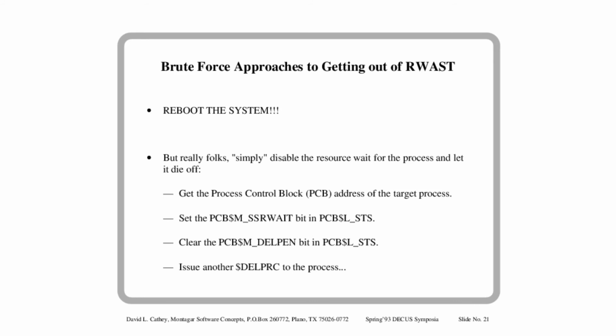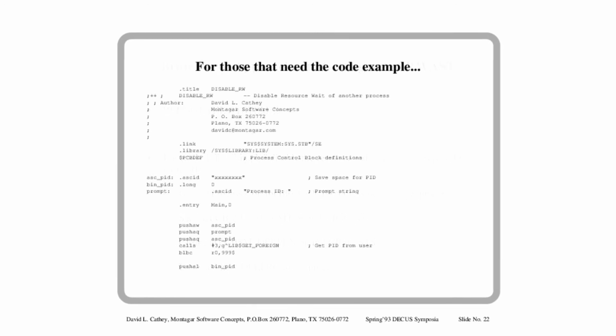This will allow you to send another del proc to the process, which actually is an AST to the process that it can respond to and loop back through this code again. And then you issue the del proc to the process to kill it. Now for those that just don't happen to know how to write the code off the top of their head, here is the first half of the code.